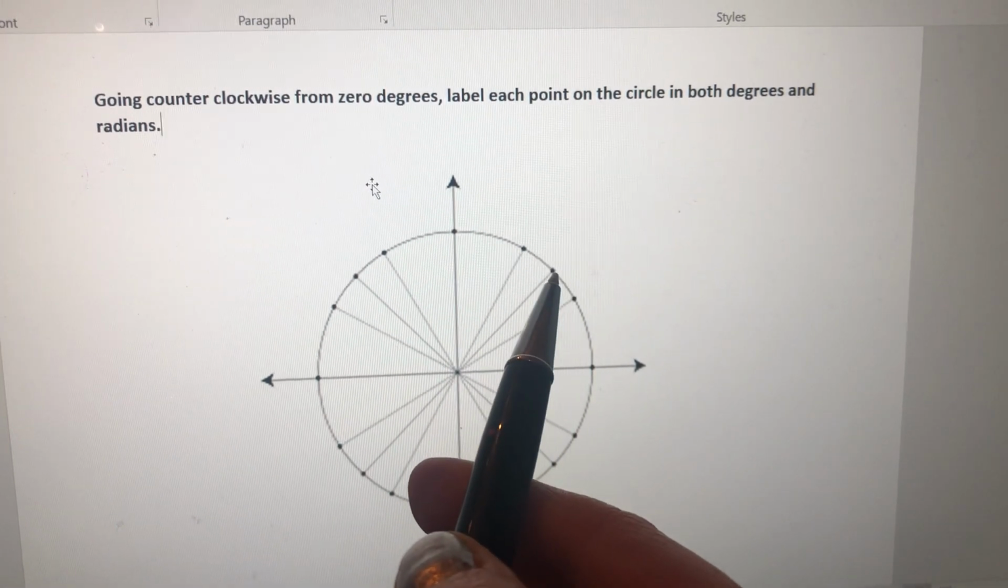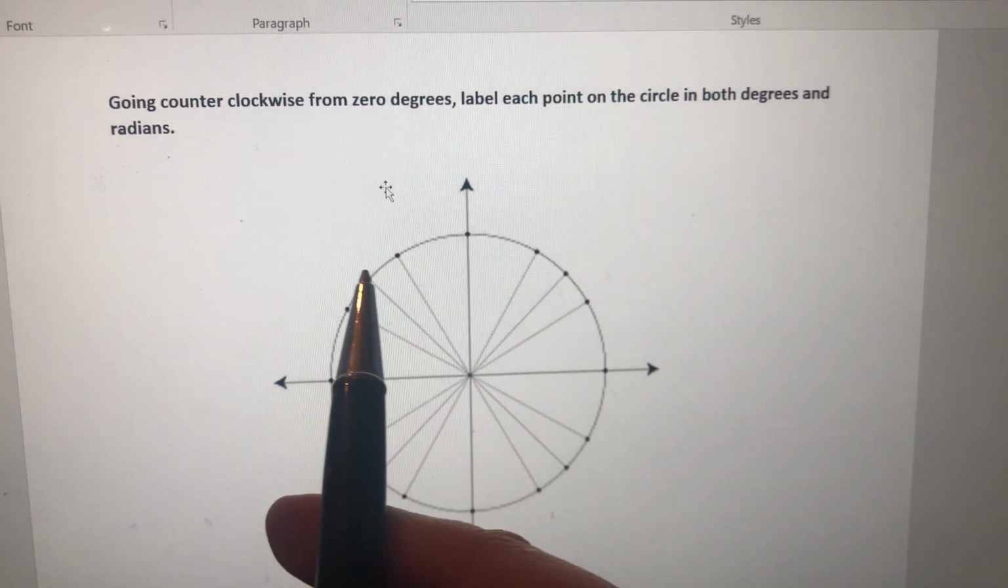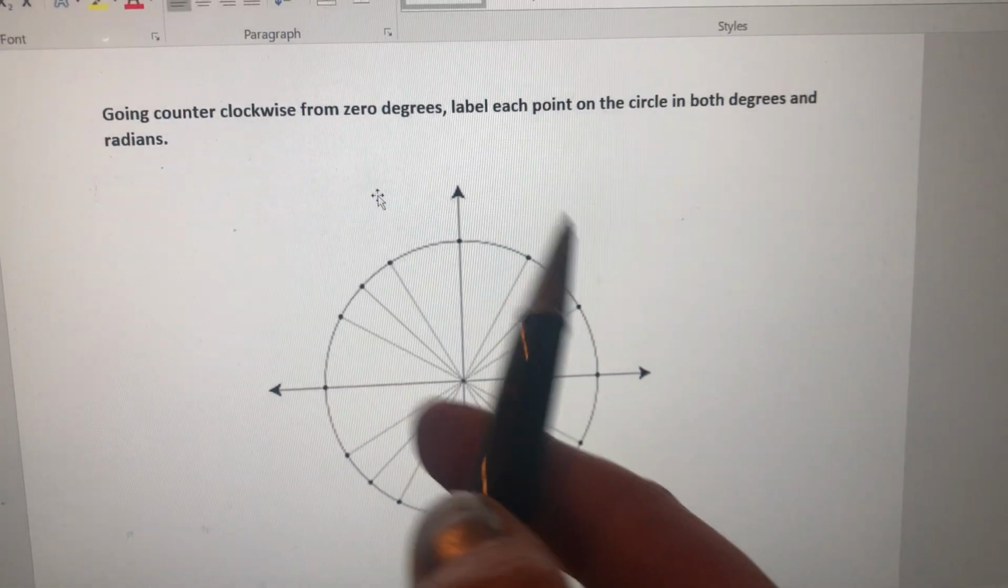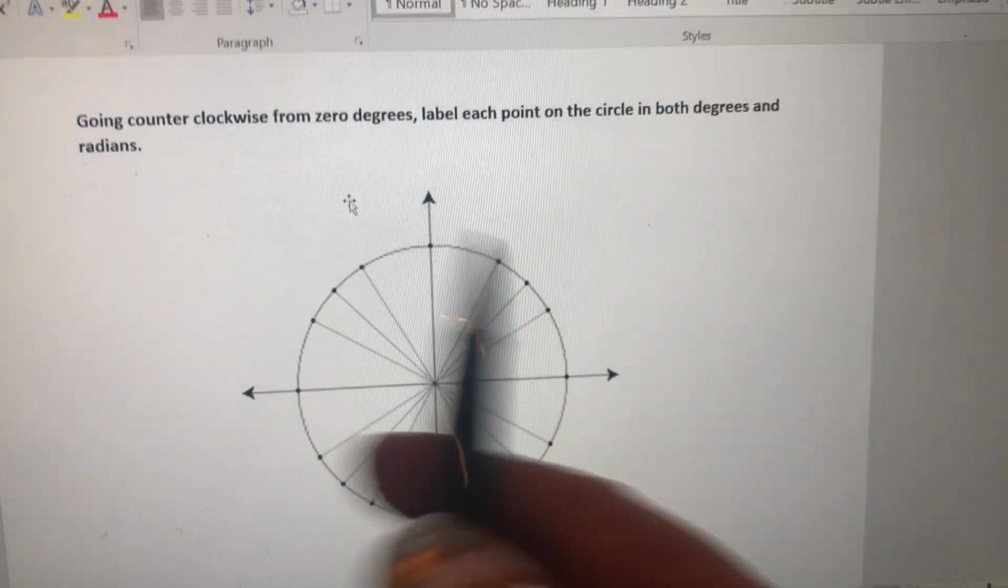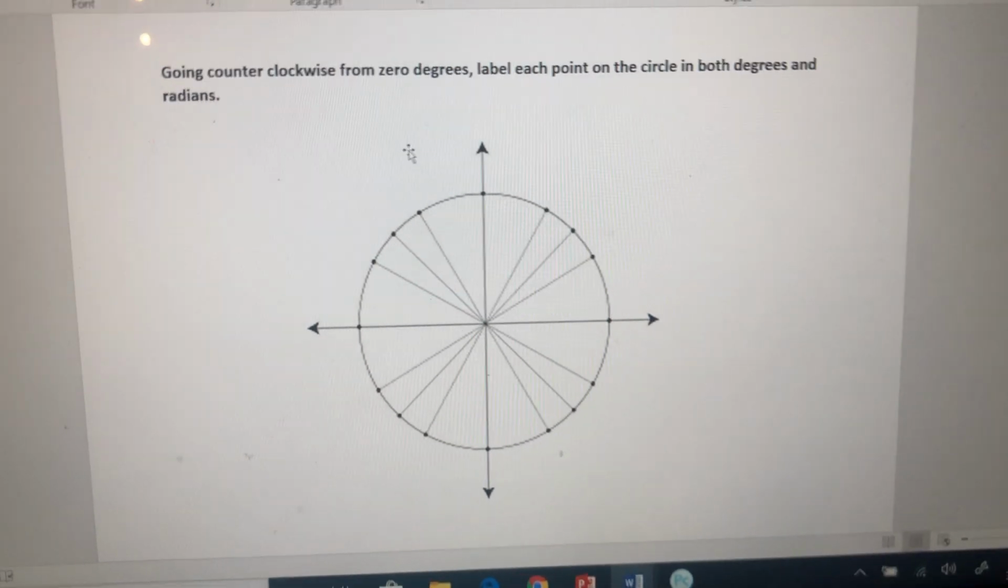So each little point here, I want you to measure what the degree would be, and then I want you to also convert it into radians. So I want the degrees labeled and the radians labeled.